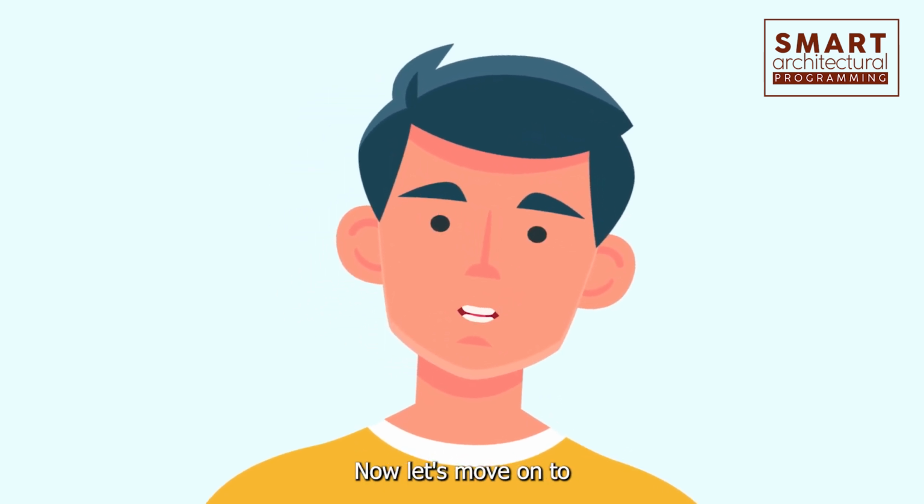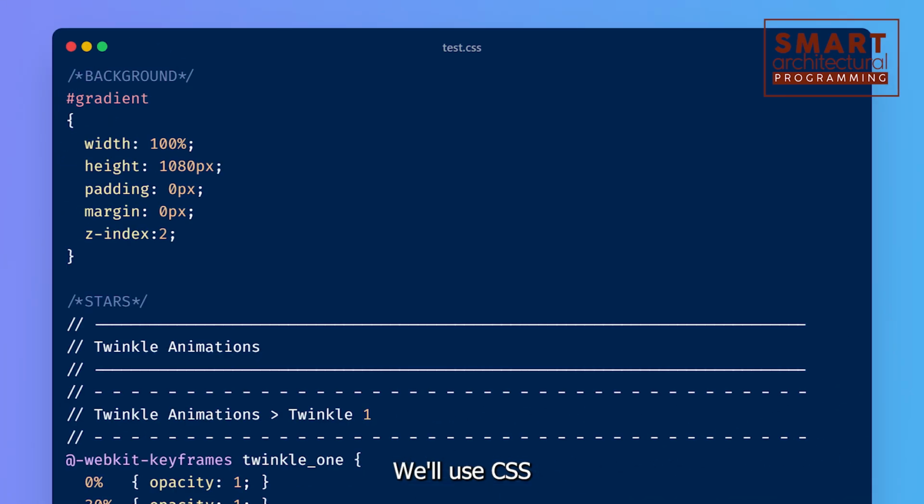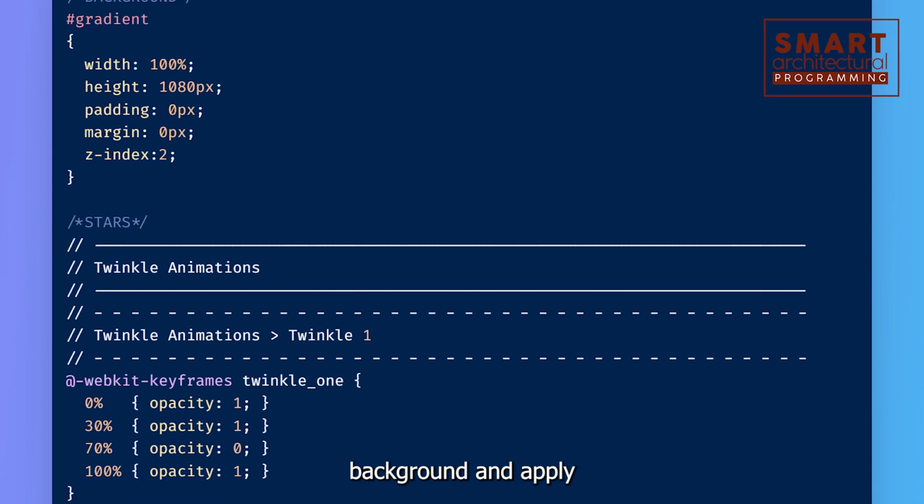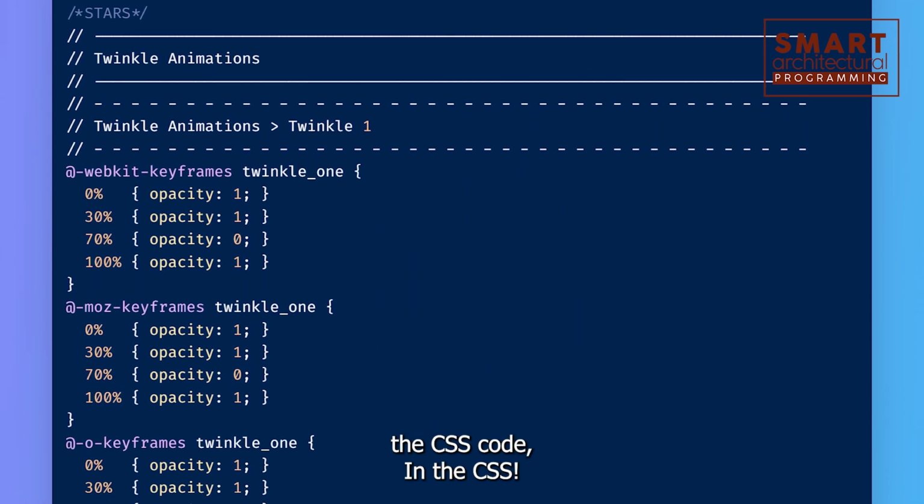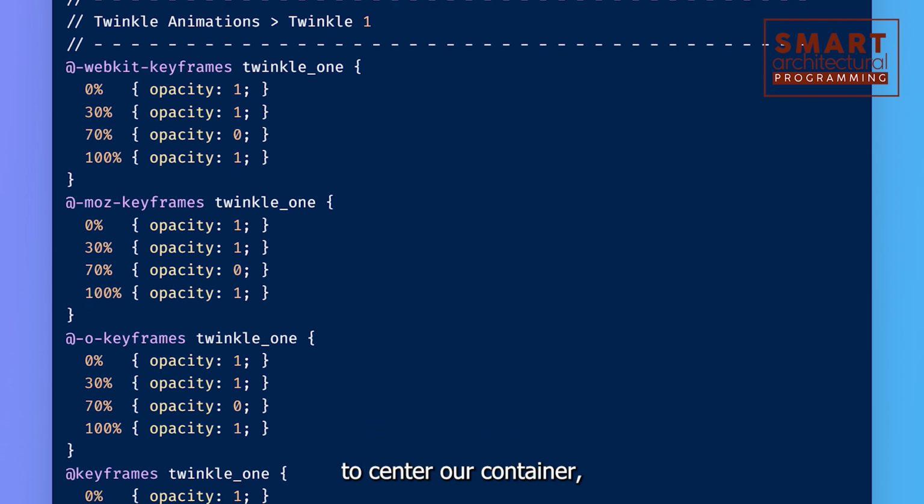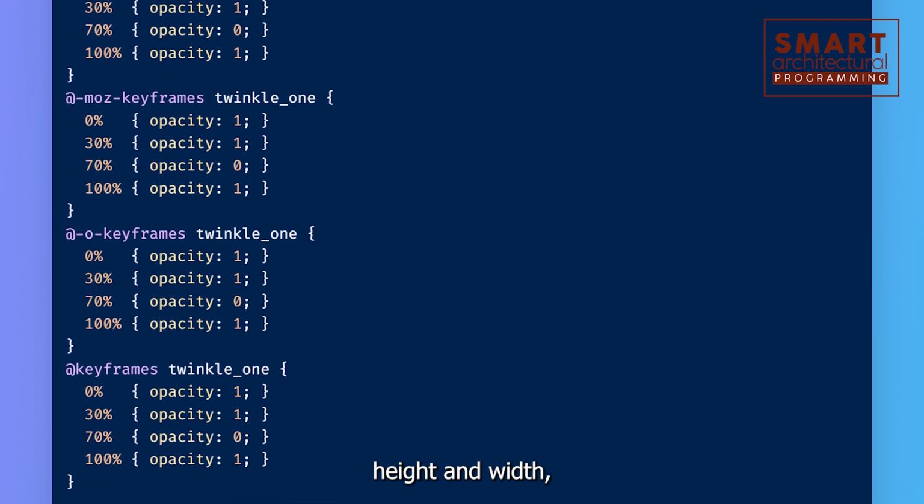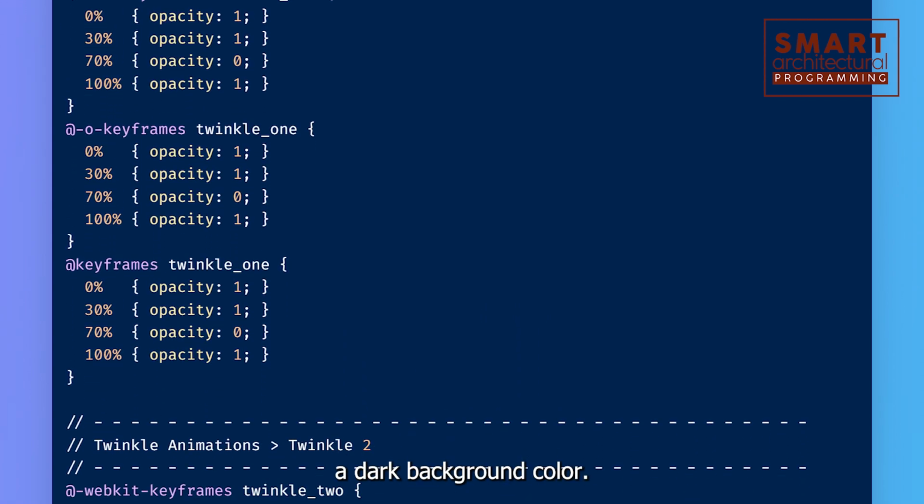Now, let's move on to the CSS. We'll use CSS to create the Galaxy background and apply gradient animations to it. Let's write the CSS code. In the CSS, we set up the body to center our container, give it a full viewport height and width, and apply a dark background color.